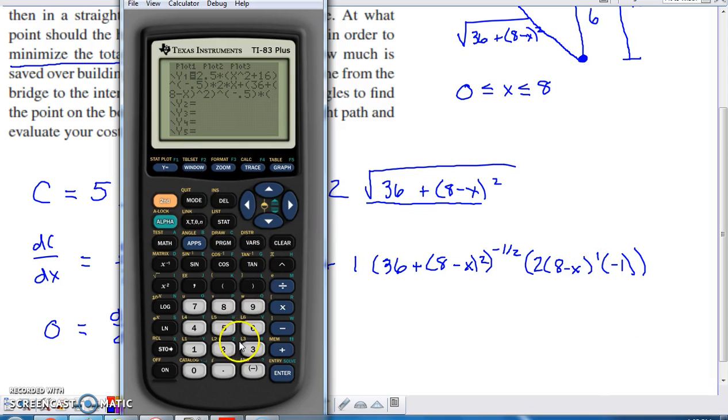and I can definitely distribute some stuff if I wanted to have this go into the calculator a little bit more cleanly, but as long as you're careful, as long as you are putting a ton of parentheses in here around your exponents and wherever else you see them within your derivative, you should get to the proper graph.